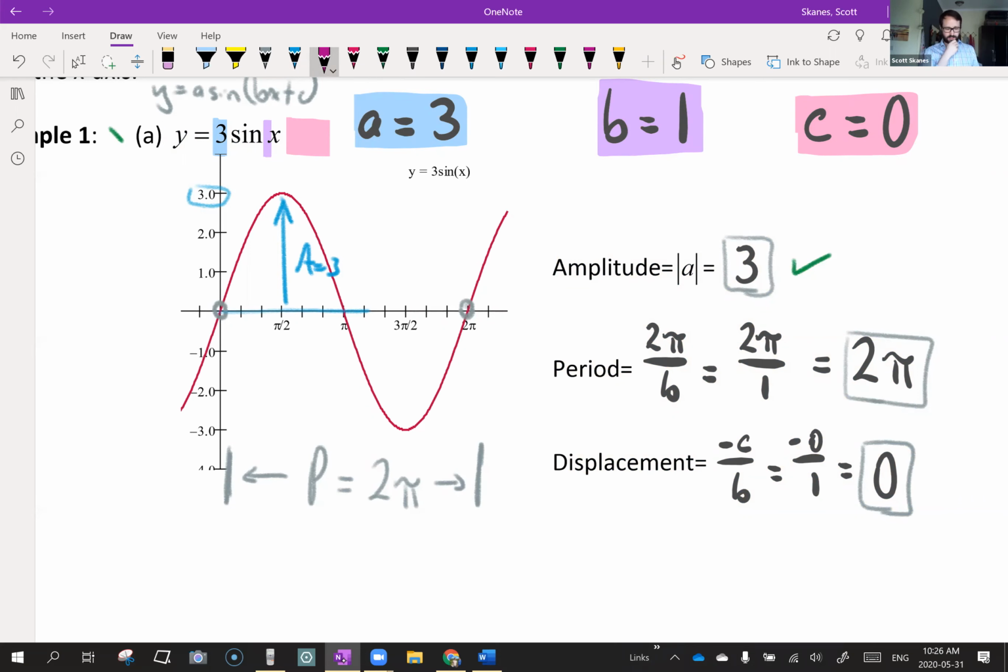What about period? Is period 2 pi? Well, I already talked about that. Period is definitely 2 pi. The distance between 2 points of the same type. Period is definitely 2 pi. And displacement. Let's see, displacement. Well, okay, the y-intercept hasn't moved. So if the y-intercept hasn't moved, you know, sine functions always start at 0, 0. The y-intercept is still at 0, 0. We're okay. So our answers match our graph. You could also do the same thing on Desmos. You could type it into Desmos and see what it is.